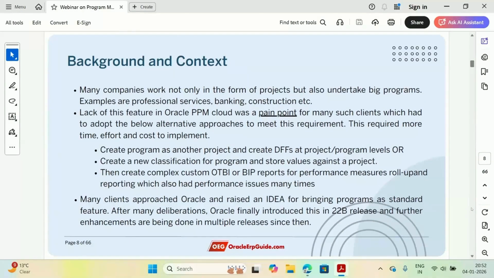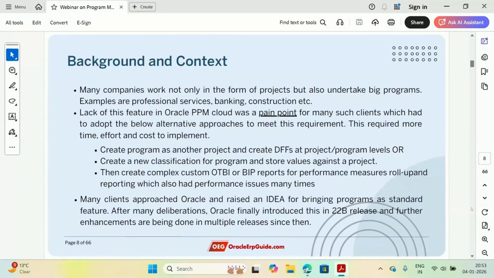So many companies, as we saw in the examples, work not only in the form of projects, but they also undertake big programs. For example, professional services companies, banking, construction, etc. Previously, this feature was not there in Oracle PPM Cloud. It was introduced in the 22B release, around three years back. Oracle Cloud was introduced around 2011, so since then it was not there.